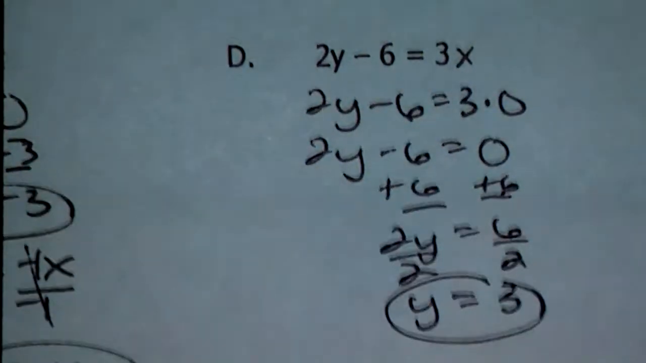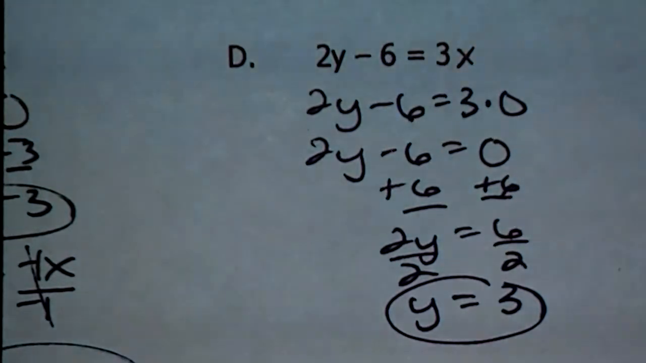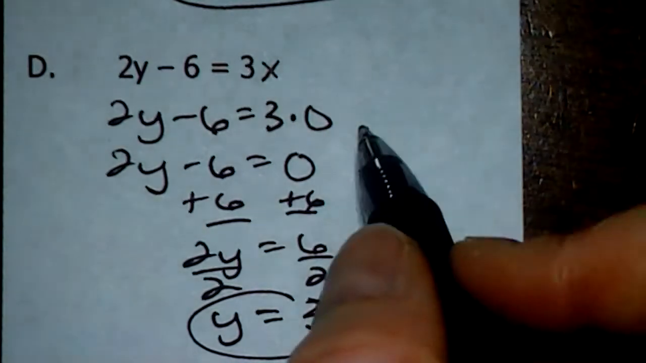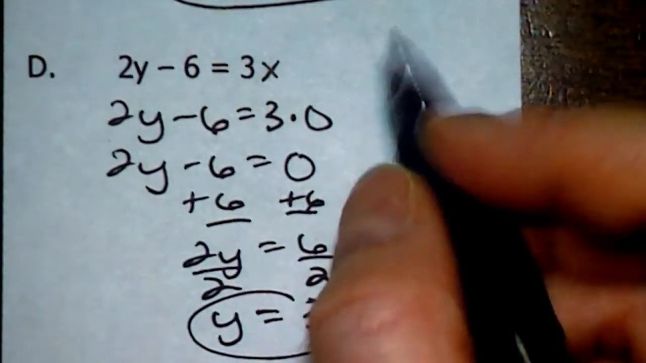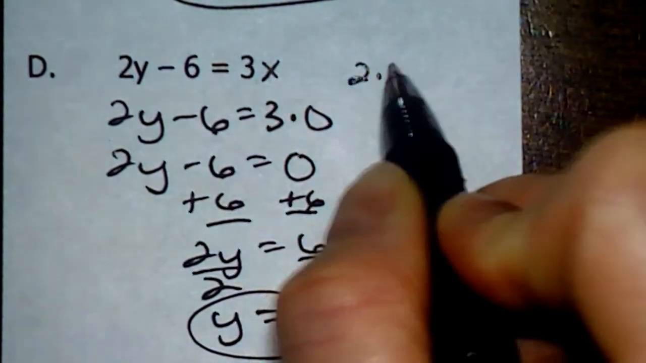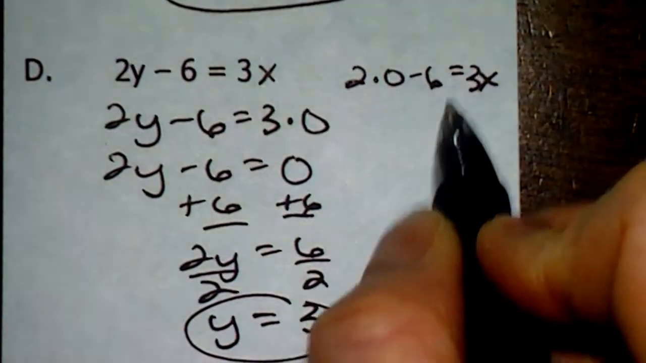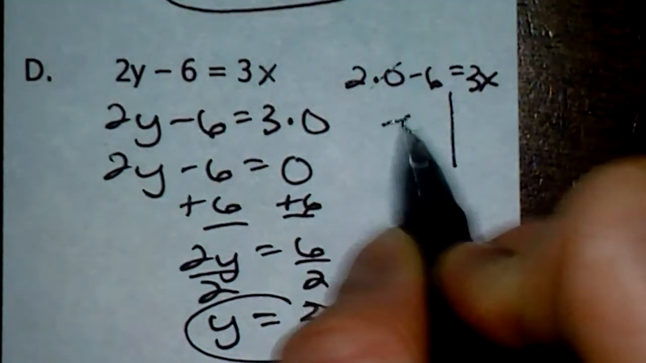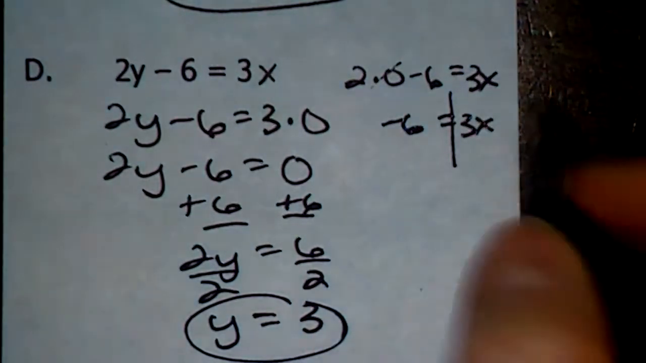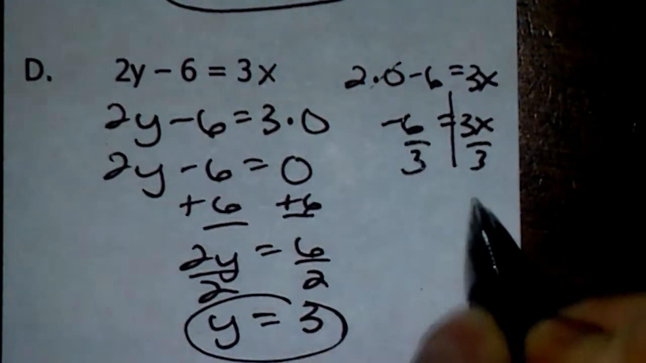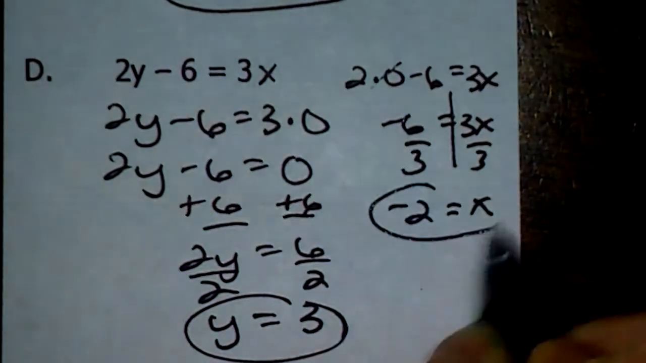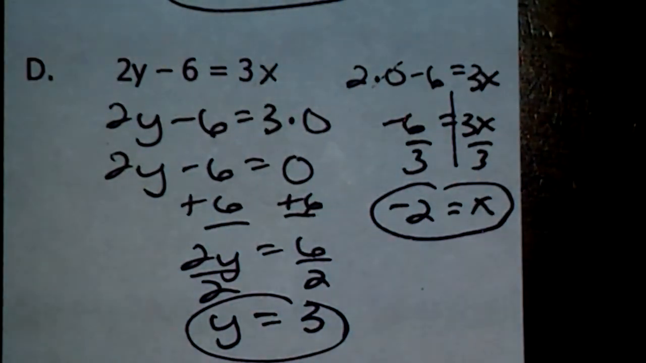So there's 1. Now to find your x-intercept, I'm going to scooch it over a little bit here. The x-intercept happens when the y is 0, right? So 2 times 0 minus 6 would be 3x. I think I can fit this on here. Or just plain old -6 equals 3x. Divide by 3. And your x-intercept for this one would be -2.